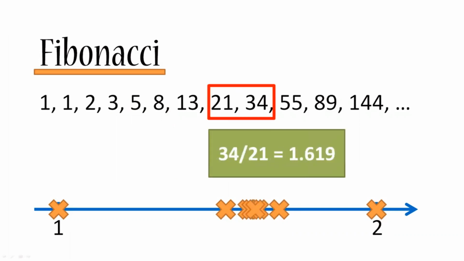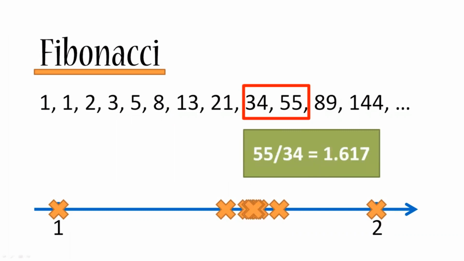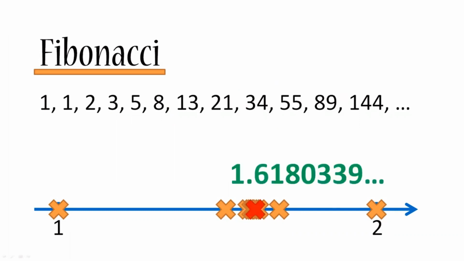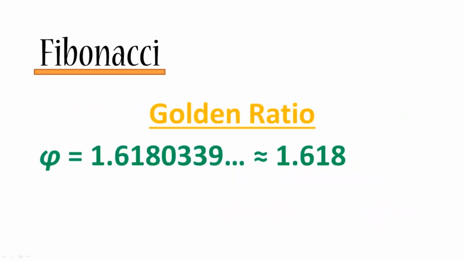The crosses are getting closer and closer to one specific number. And that number is 1.6180339, and so on. And this number is known as the golden ratio, which is usually represented by the Greek letter phi. Phi is equal to approximately 1.618.